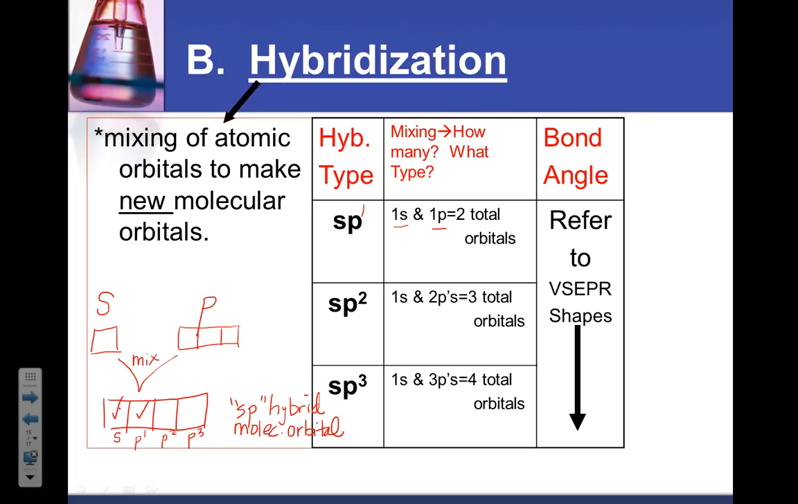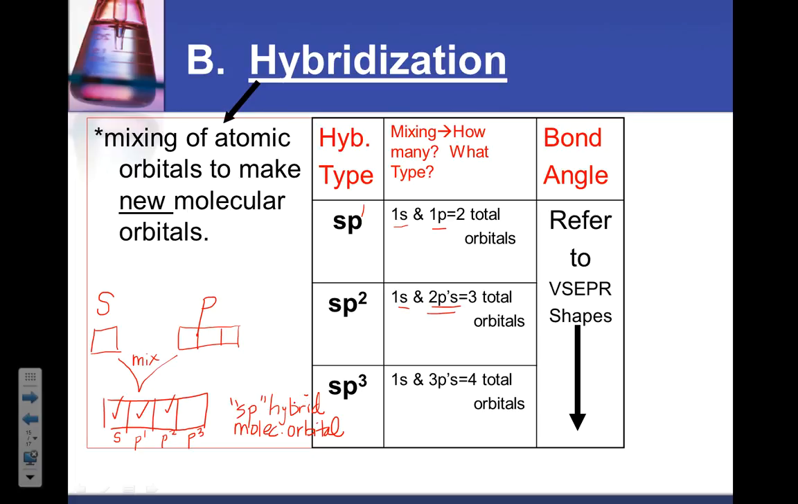So if we count to 2 in our examples, we'll go sp, and we'll stop there. That's 2 total orbitals being used. For the sp2, you use one of your s boxes because that's all you have, one s box, and you're going to be using 2 of your p orbitals. So 1 plus 2 is 3 total orbitals. So sp1, p2 will be using 3 of your subshells.